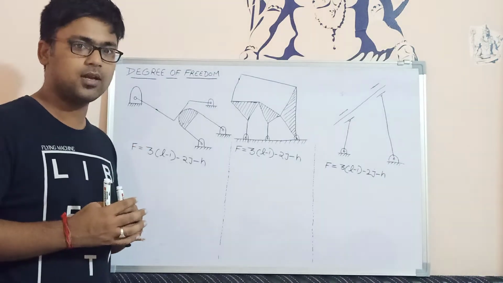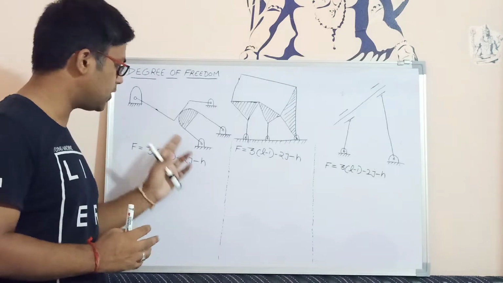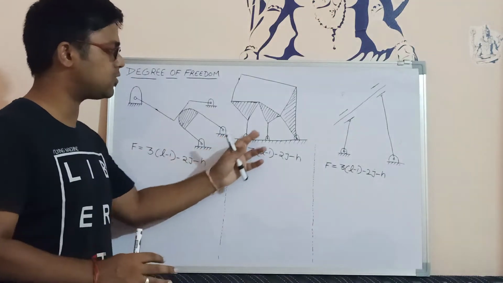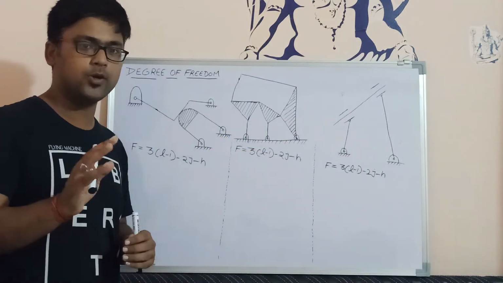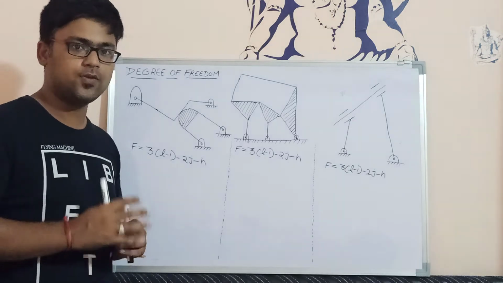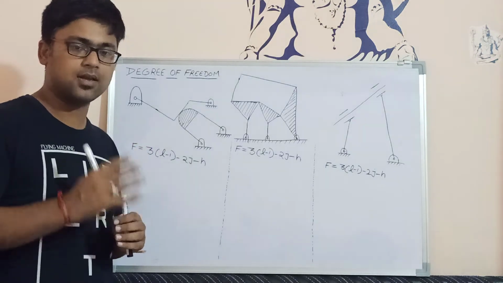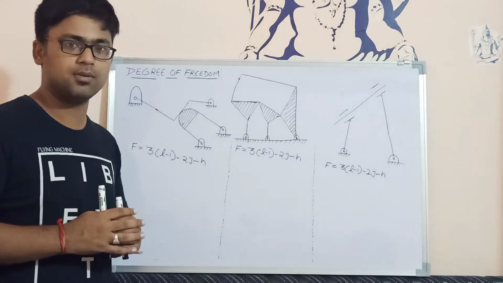मैकेनिज्म. क्लियर? When I say mechanism, it means at least one of the links of the mechanism is going to be fixed. So we can have as many mechanisms as links are possible in a simple chain.